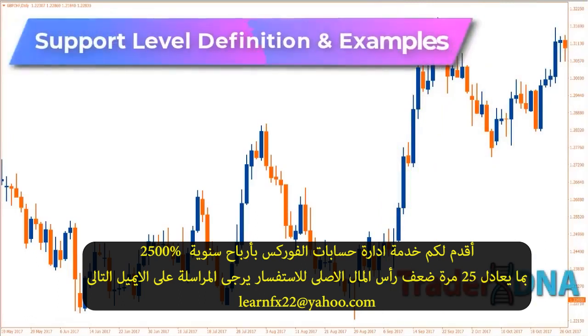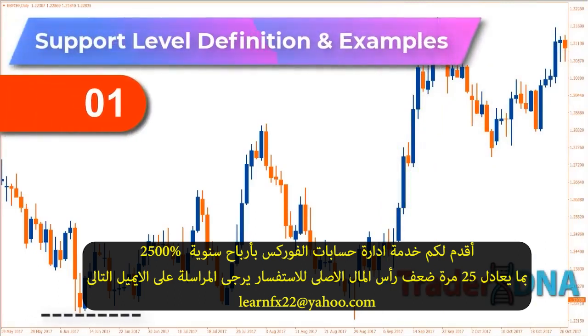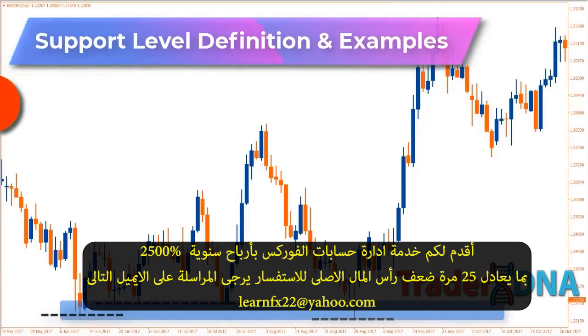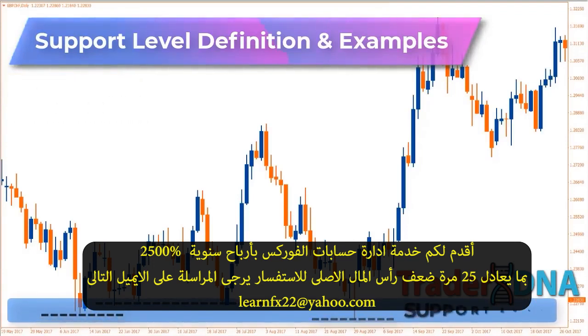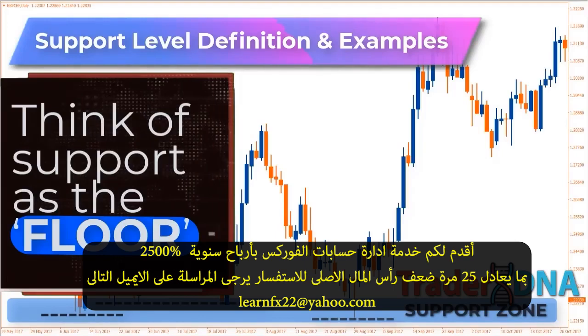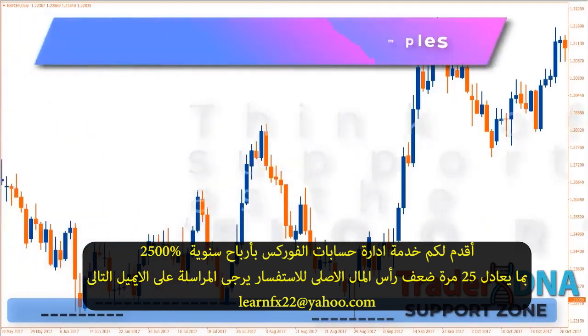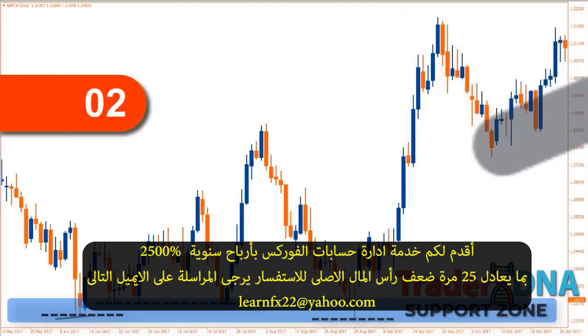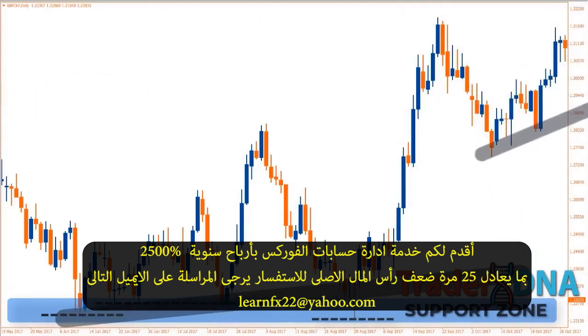Support level definition and examples. First, the support level represents a price point that an asset struggles to fall below over a given time period. Think of support as the floor, the area where the price has difficulty falling below. This is where buyers are expected to step into a falling trend, causing the downward trend to pause as demand increases. Second, applying trend lines or incorporating moving averages provides a more dynamic view of support.